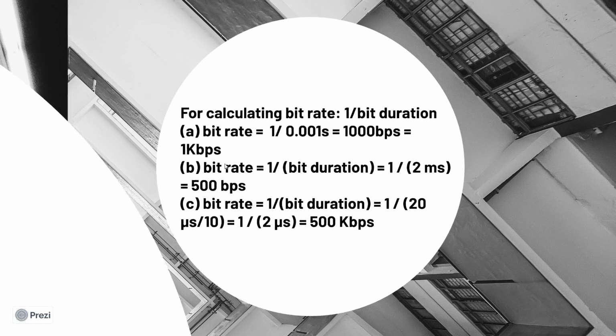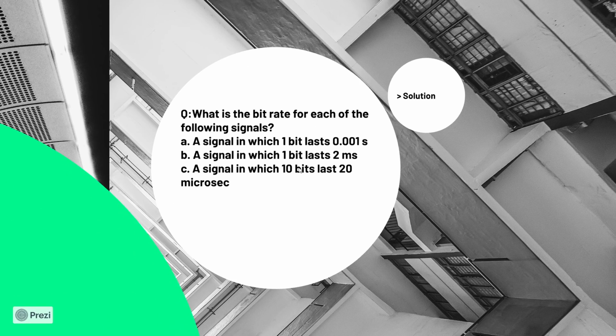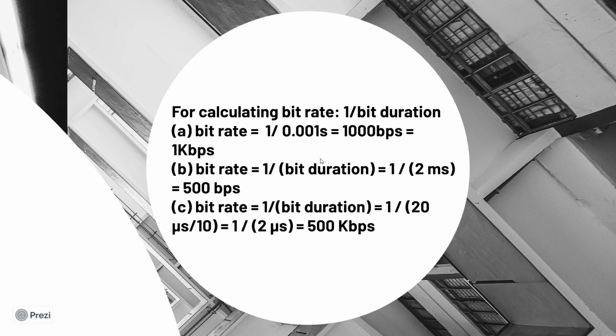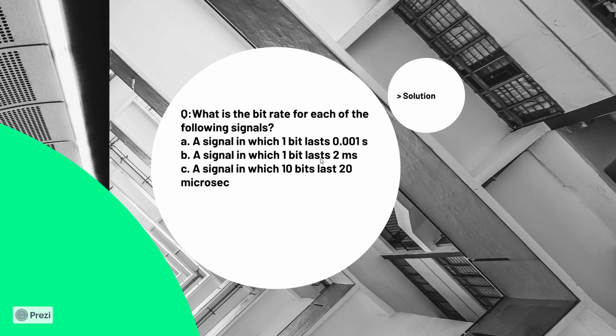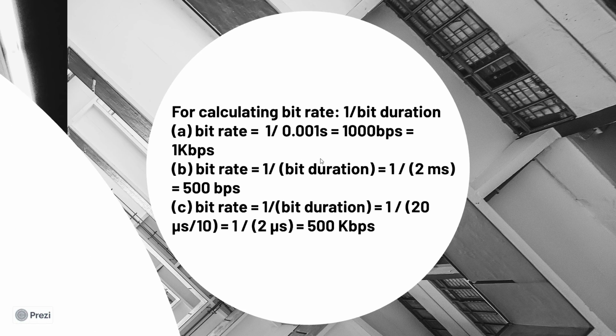In the second question, we are given a signal in which one bit lasts 2 milliseconds. Again, we will find the bitrate in the same way: 1 divided by 2 milliseconds, which will be 500 bits per second. And let's see the third question, which is a signal in which 10 bits last 20 microseconds. So here, first of all, we divide 1 by the bit duration, which is 20 microseconds. Again, we divide it by 10 because the number of bits is more. And finally, we have 500 kbps.